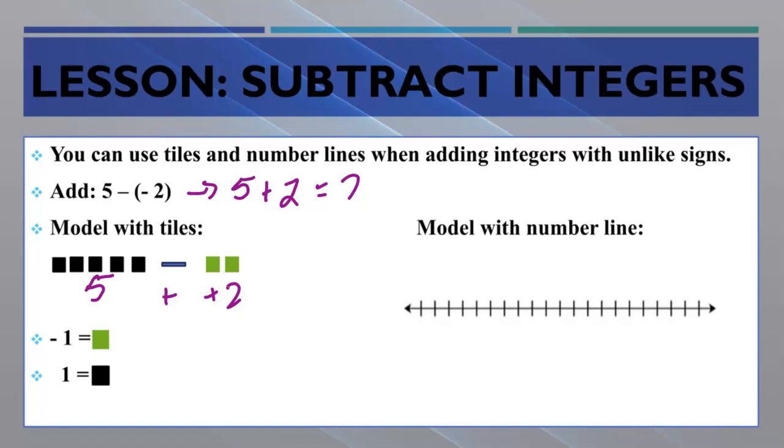Now to show it on here, if this is 0, I go 5 to the right, so 1, 2, 3, 4, 5. And then I have to go 2 more, 1, 2. This would be our answer, which is at 7.